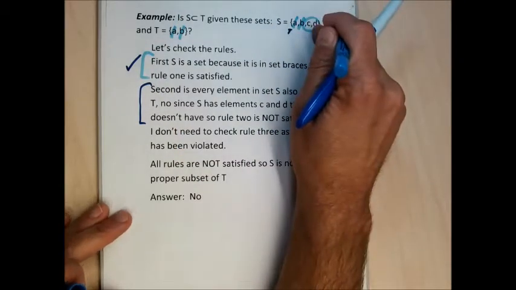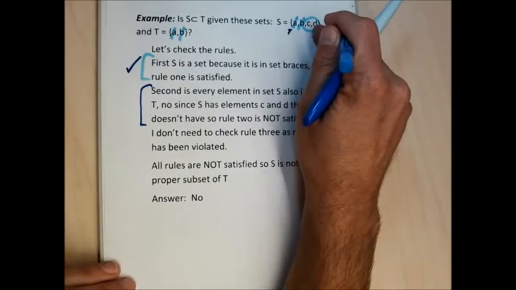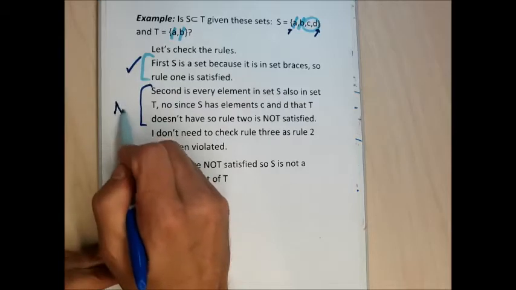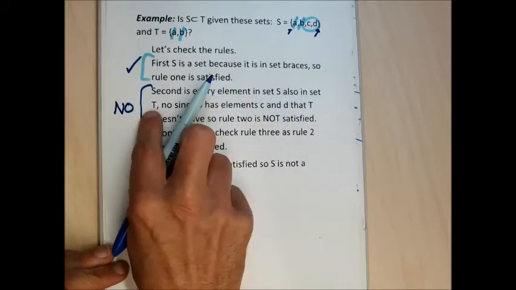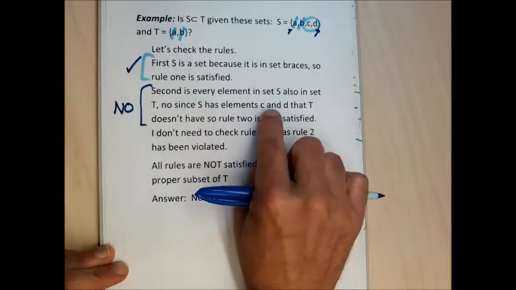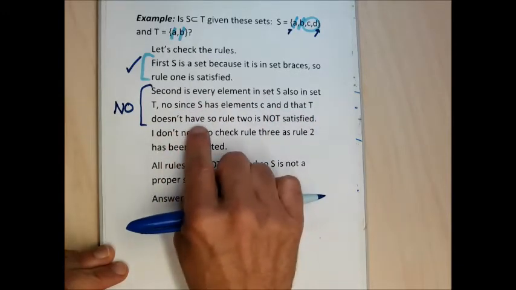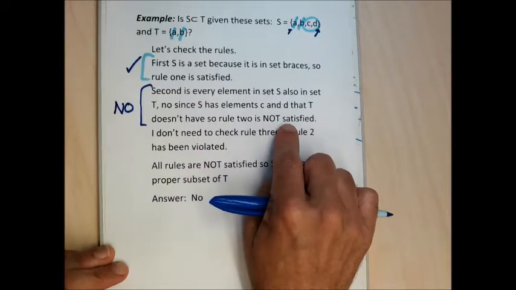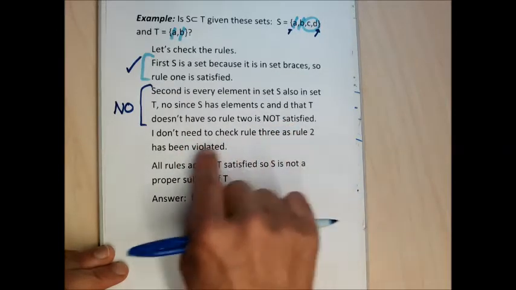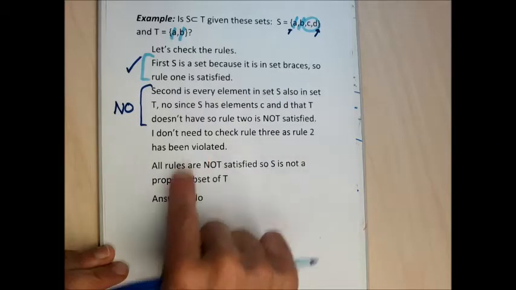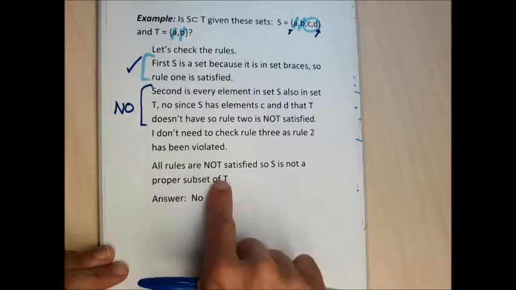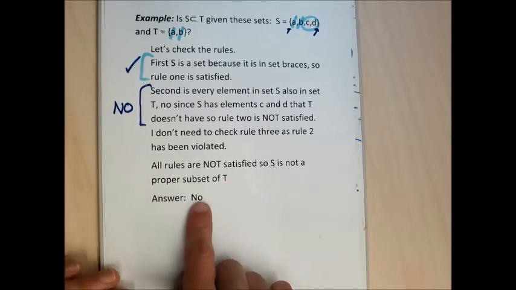So it's violating the second rule. There's two elements in S that aren't in T. So I violated the second rule because every element in set S needs to be in set T. That's not good because S has the elements C and D that T doesn't have. So rule 2 isn't satisfied. I don't need to check rule 3 as rule 2 has already been violated. So all three rules aren't satisfied. So S is not a proper subset of T. My answer could be no to this question.